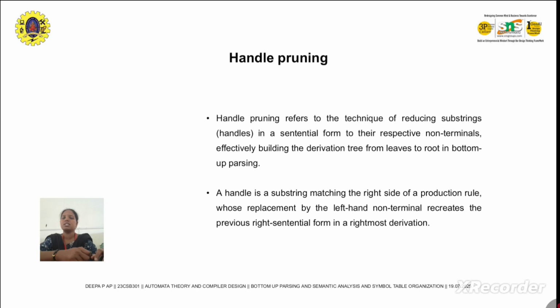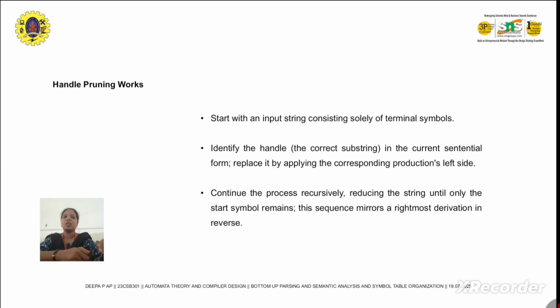So let us discuss handle pruning. What is handle pruning? It is the process of identifying and reducing a handle one by one. This process recreates the rightmost derivation in reverse order. In handle pruning, we start with the input string made up of terminal symbols. Then we identify the correct handle and reduce it step by step until we finally obtain the start symbol.